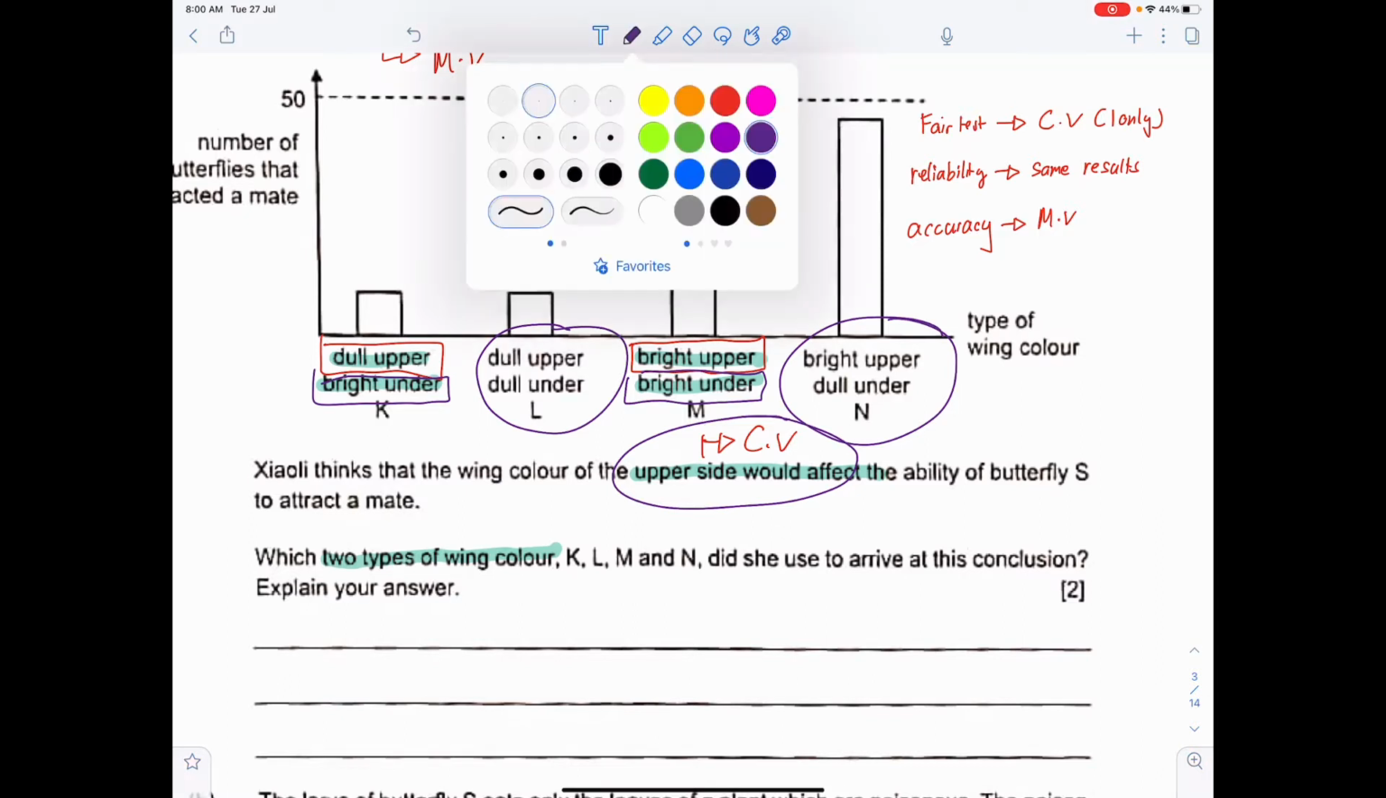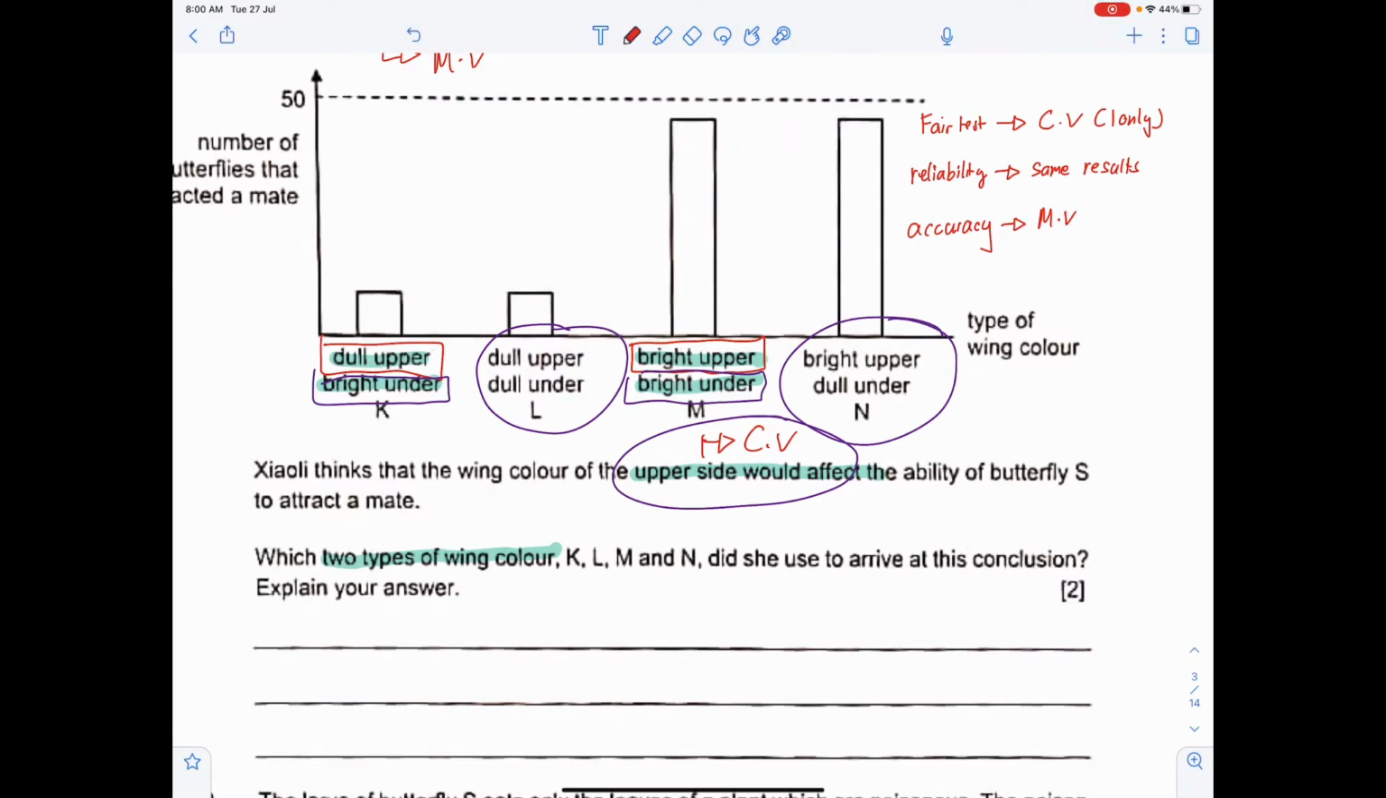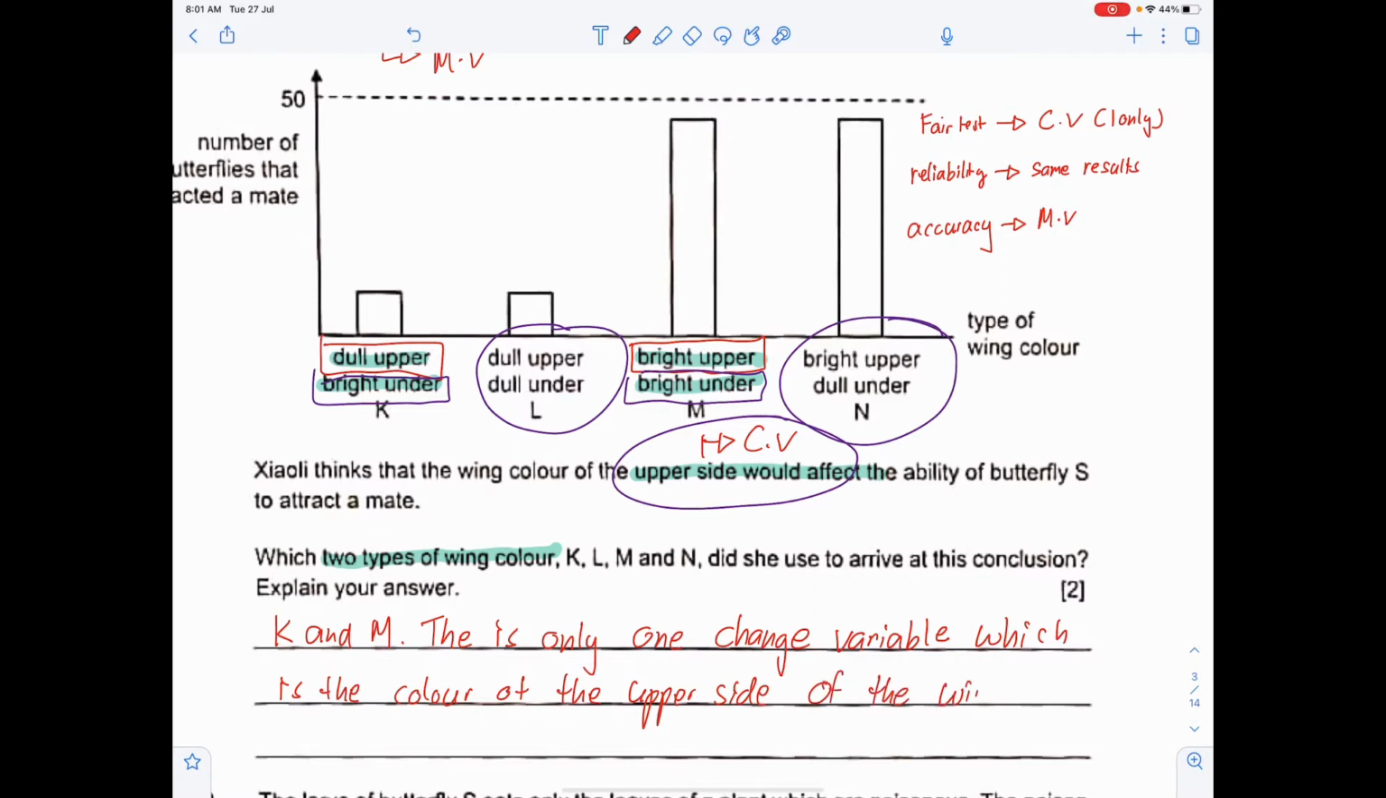So how would my answer look like? I can say that K and M, there is only one change variable, which is the color of the upper side of the wing, while the color of the underside of the wing remains unchanged, or remains constant.